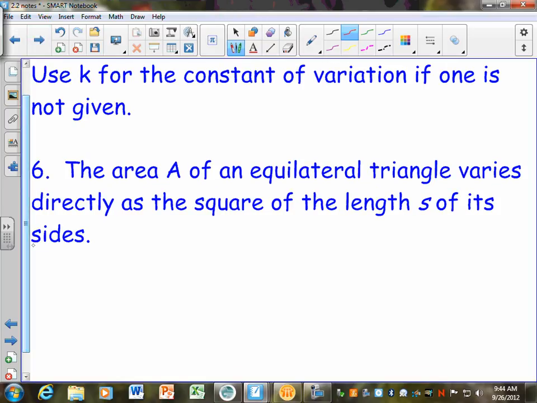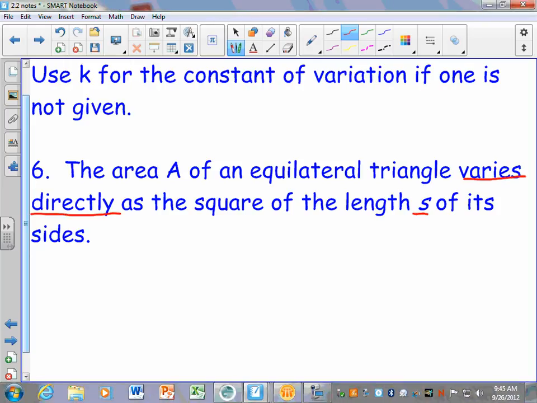So it says, the area A of an equilateral triangle varies directly as the square of the length S of its sides. You should be looking for what letters you have in the problem, what you can use. And also, notice right here, varies directly. Varies directly, if you use my little generic one, we could say that's our equation, y equals k times x, right? Everyone with me on why I got that? Because it says varies directly.